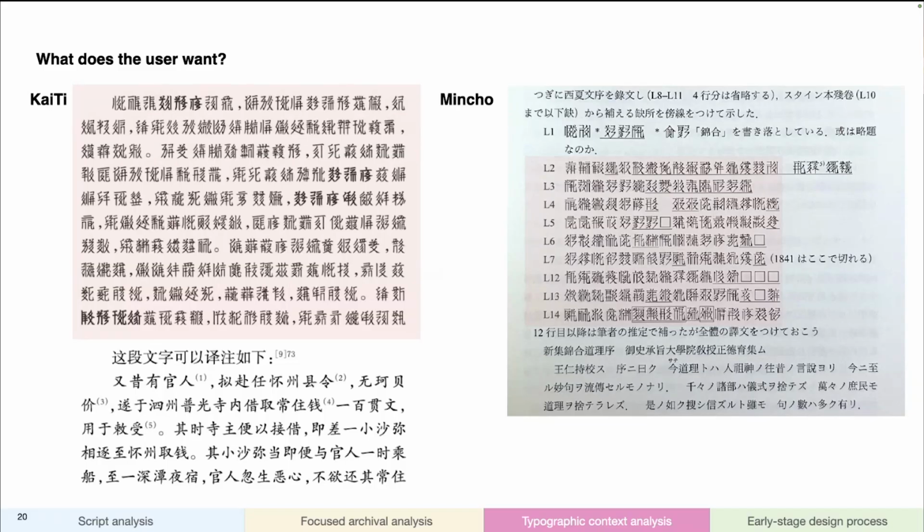Beyond the functional requirement, users also have personal preferences on typeface style. For instance, Chinese Tangut scholars often prefer styles close to archival manuscripts, similar to brush-written Kaiti forms. So we can see this is a Kaiti Chinese typeface, and this is a Kaiti-form Tangut typeface. Japanese scholars prefer a more typographic style. For example, that one is a Mincho-style Japanese typeface, and this is a more Mincho-style Tangut typeface.